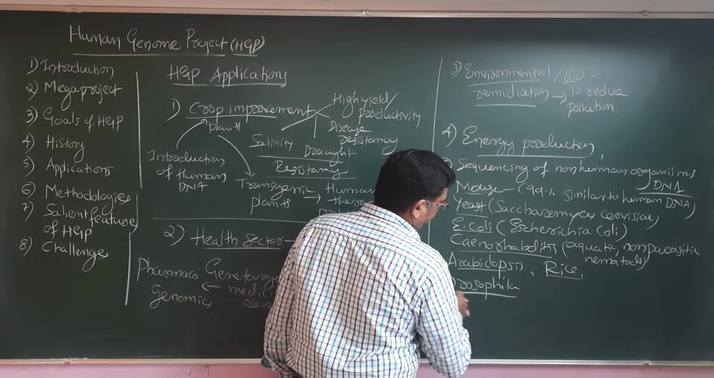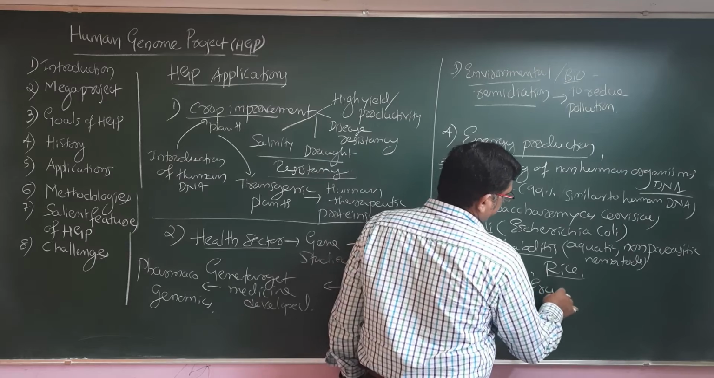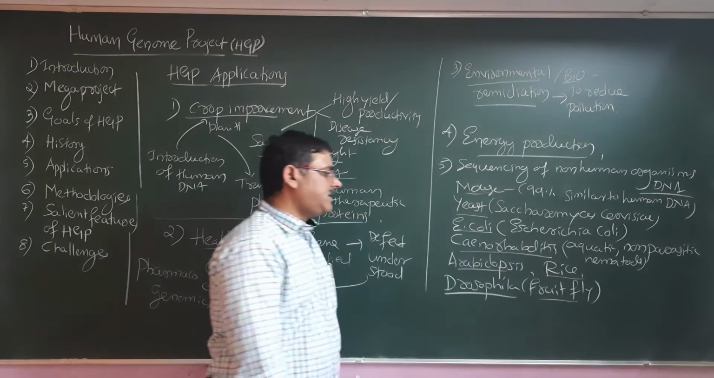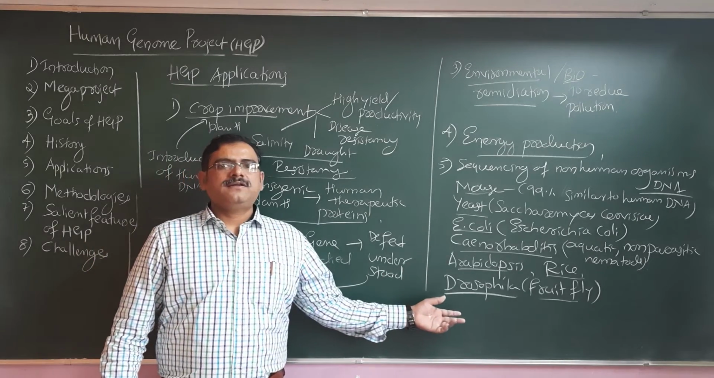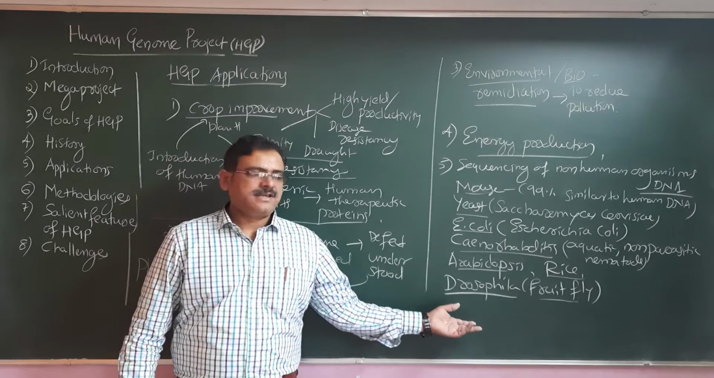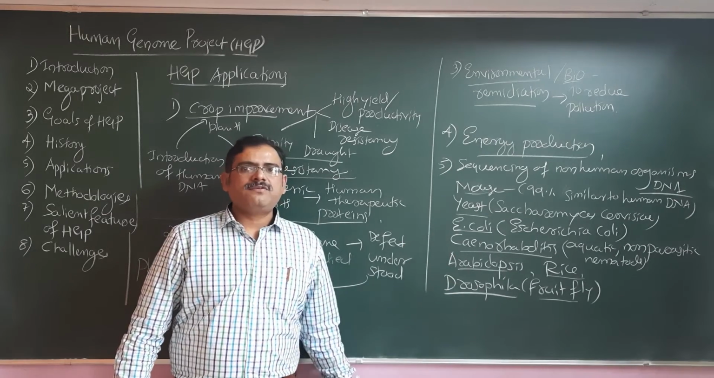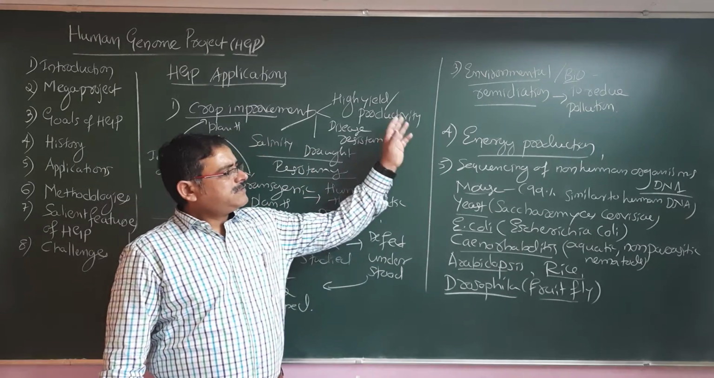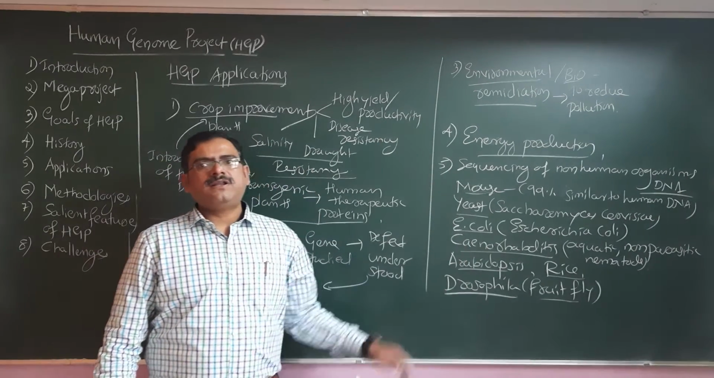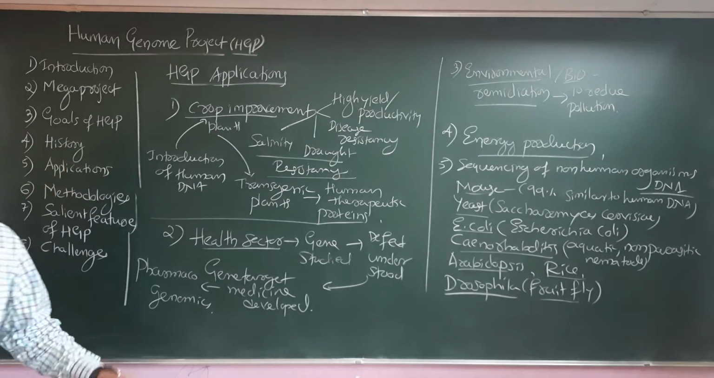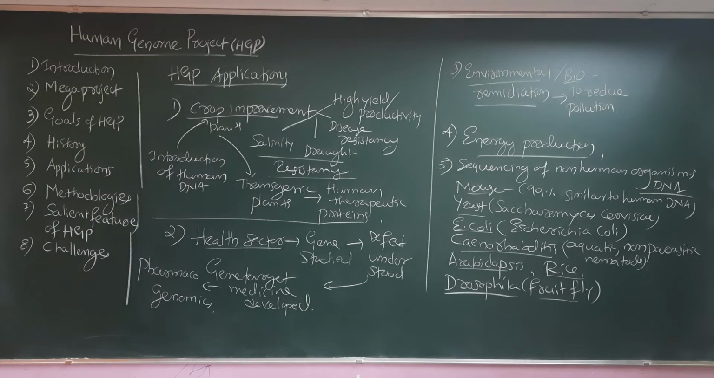Drosophila is also called the fruit fly. Fruit fly is extensively utilized mainly in the study of development, in the study of embryology. Drosophila is very much utilized to study mainly mutations. So thus the sequencing of these non-human organisms was also done at the time of the Human Genome Project, and these are a few important applications of the Human Genome Project.